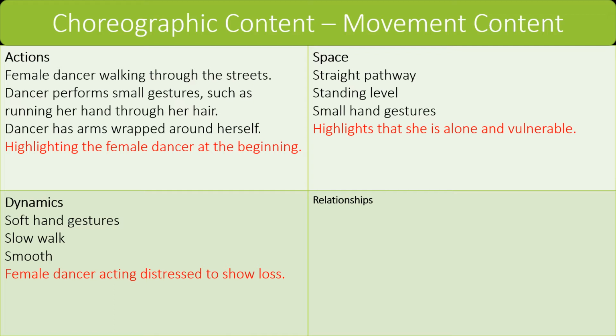So let's start with movement examples, choreographic content. Actions: the female dancer walks through the streets. The dancer performs small gestures such as running her hand through her hair. The dancer has her arms wrapped around herself while she's walking. What this contributes to is that it highlights the female dancer from the very beginning. She is the only one we see, and it's highlighting her.